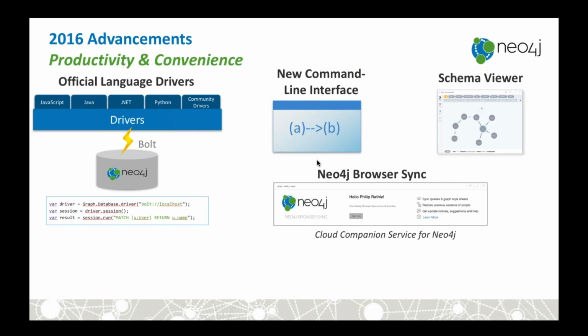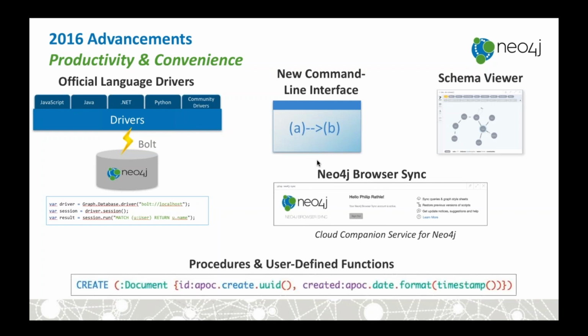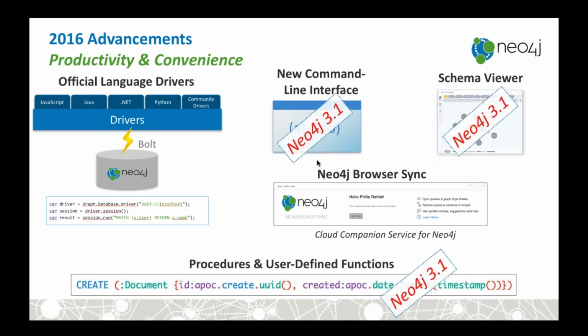In April, we announced our first Cloud Companion service that offers a Neo4j browser sync feature for keeping my favorite settings and queries in sync across all my different sessions and databases. And last but not least, in addition to procedures, which were launched in 3.0, we're expanding into user-defined functions so that you can use those procedures inline, as you can see here in this create UUID example. So the 3 latter features launch in Neo4j 3.1 today.